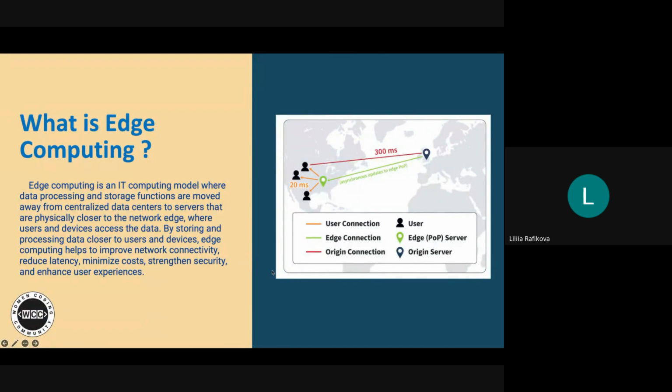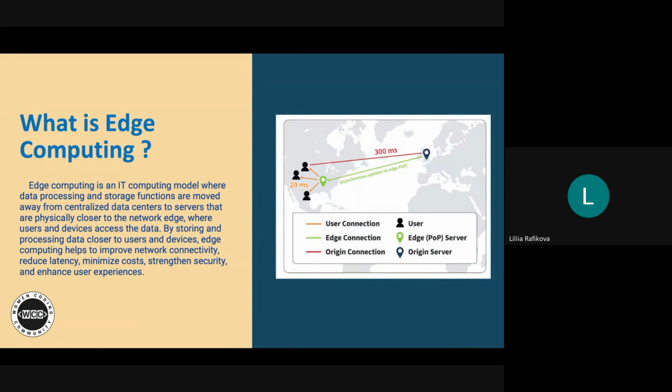So, yeah. Let's start with what edge computing is. Edge computing is an IT computing model where data processing and storage functions are moved away from the data center to somewhere physically close to users. Why do we need it? By storing and processing data close to the user and devices, edge computing helps to improve network connectivity, reduce latency, minimize cost, strengthen security, and enhance user experience.